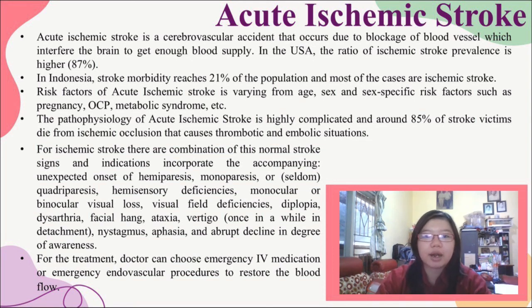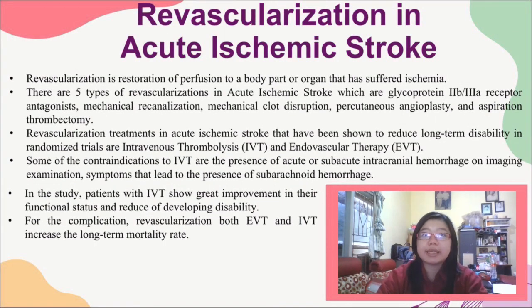For ischemic stroke, there is a combination of discernible stroke signs and indications such as unexpected onset of hemiparesis, monoparesis, or quadriparesis, hemisensory deficiency, and others. For the treatment, the doctor can choose emergency IV medication or an emergency endovascular procedure. Revascularization is restoration of perfusion to a body part or organ that has suffered ischemia. There are 5 types of revascularization in acute ischemic stroke, which are glycoprotein 2B/3A receptor antagonist, mechanical recanalization, mechanical clot disruption, percutaneous angioplasty, and aspiration thrombectomy.